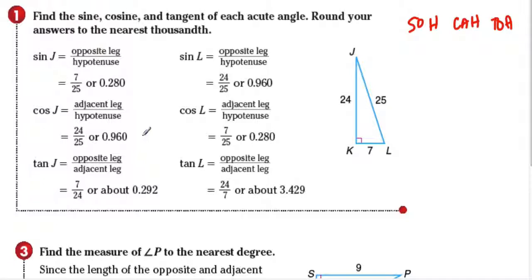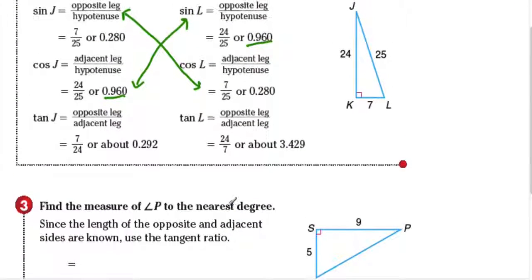And I want to direct your attention to these two things. Look at cosine j and sine L. Cosine j and sine L, they are the same. So when you talk about your right triangle, the cosine of one angle will be the sine of the other angle. If you are looking for cosine j, it will be the same as sine L. And if you also look at sine j here, it is going to be the same as cosine L. So a little tip for you to think about and to remember.